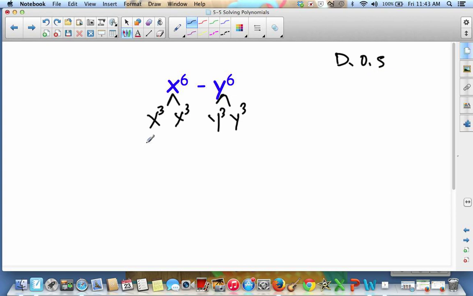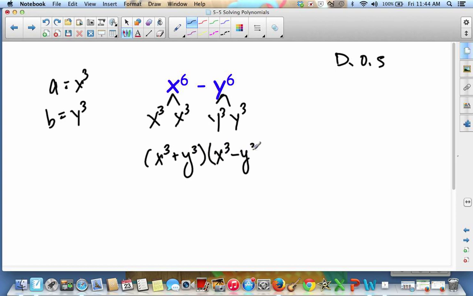So if we look at our rule, it just says that we're taking a. So a would be x cubed and b would be y cubed. So again, looking at difference of squares, it ended up being x cubed plus y cubed times x cubed minus y cubed. And that would be our answer when we factor it. So you have to be creative. You have to be very, very creative.